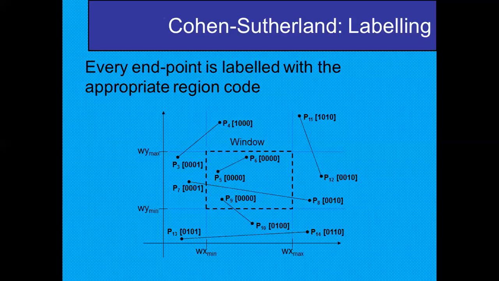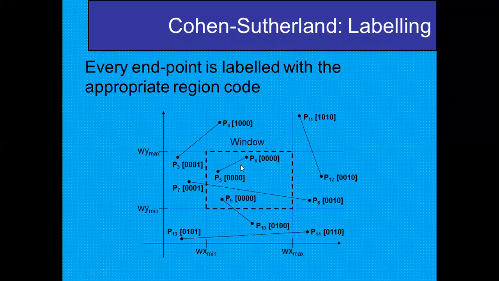After that, there are various lines given here: P5, P6, P9, P10, P7, P8, P3, P4. Now everything is given. After drawing your x axis, y axis, and then the window, you can easily decide which line is lying inside or which one is lying outside. Now you can change the endpoints with the four region codes.